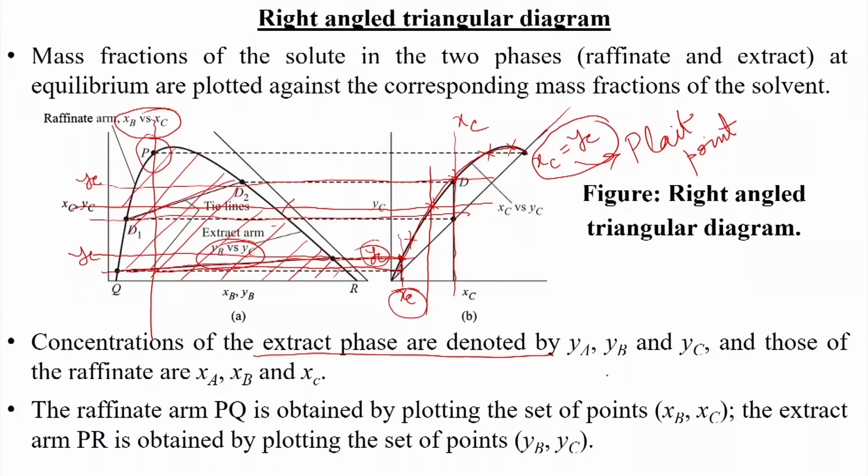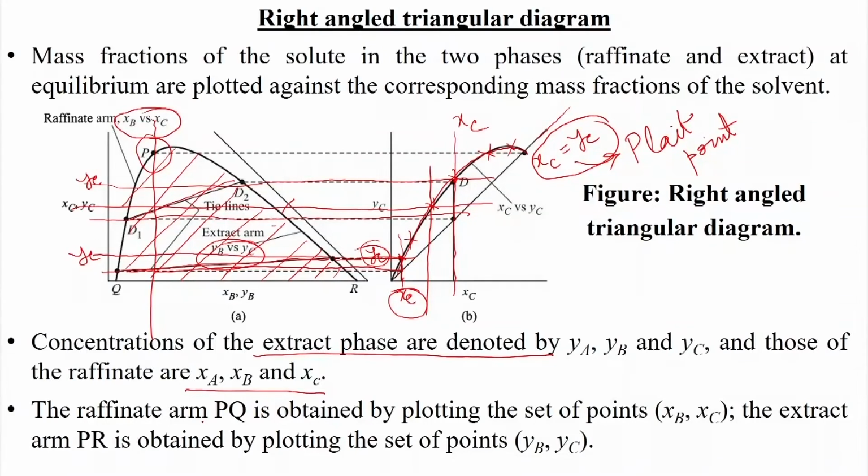We will be frequently drawing this equilibrium curve for the extraction calculation. For the extract phase, in all the cases we will be denoting ya, yb and yc, and for the raffinate phase we will be taking xa, xb and xc. So, these are the common notations we will be using for the entire extraction calculation.